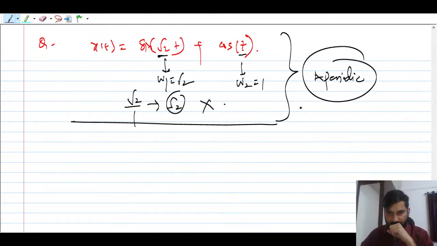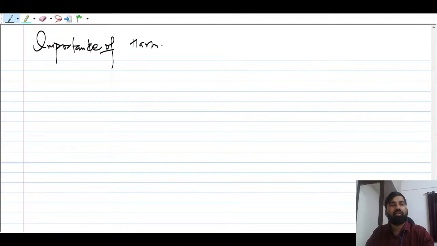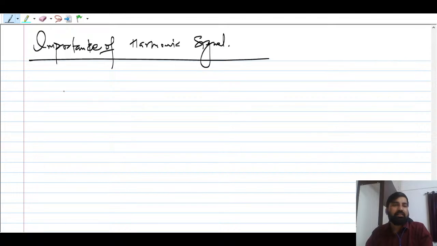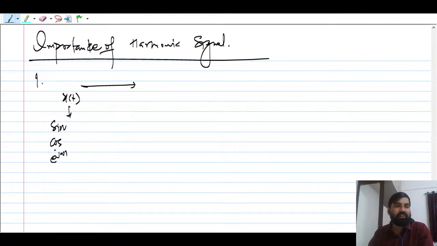Why do we study harmonic signals? What is the importance of harmonic signals? The very first importance you have to remember: suppose x(t) is a harmonic signal, or you can say sinusoids or exponentials. Harmonic in the sense of sine, cosine, e raised to the power j omega t kind of thing. That you have to remember.